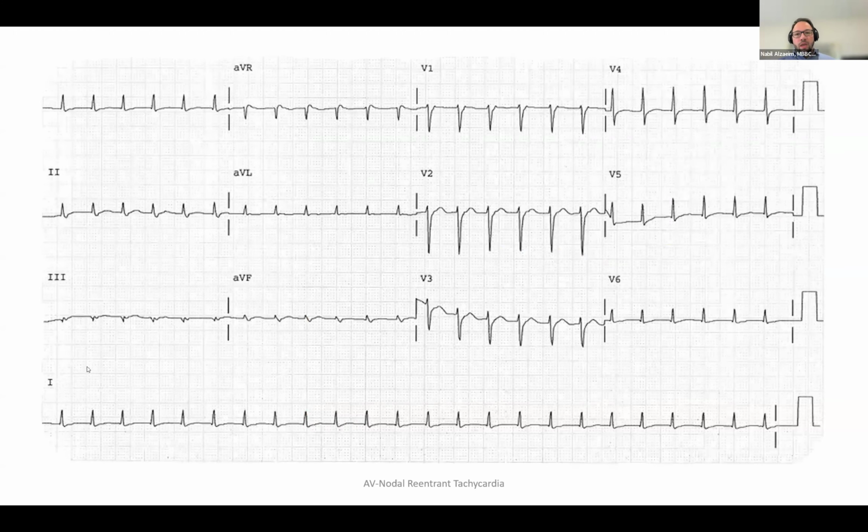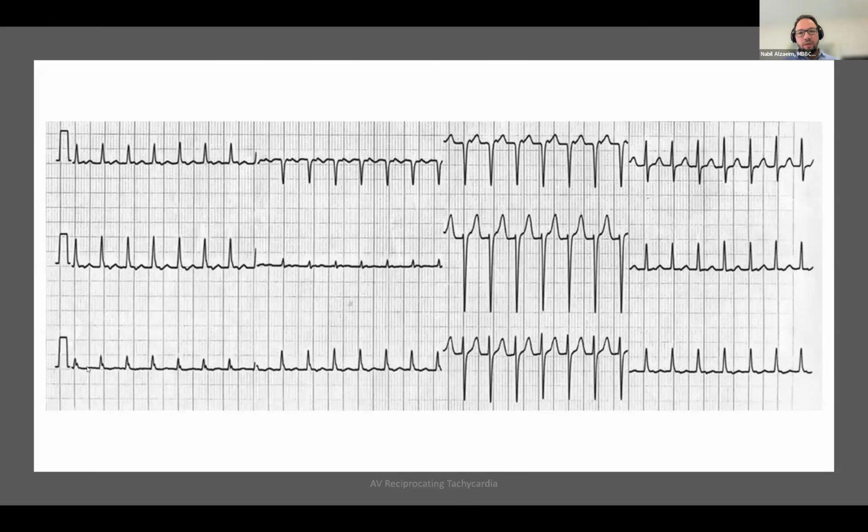This EKG of AV nodal reentrant tachycardia showed a narrow complex tachycardia with a rate around 140s per minute with no visible P wave. This is the AV reciprocating tachycardia, or AVRT, with a normal narrow complex tachycardia with the P wave just buried in the ST wave. You will see it here.